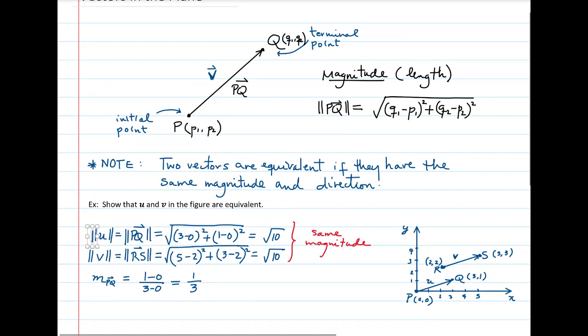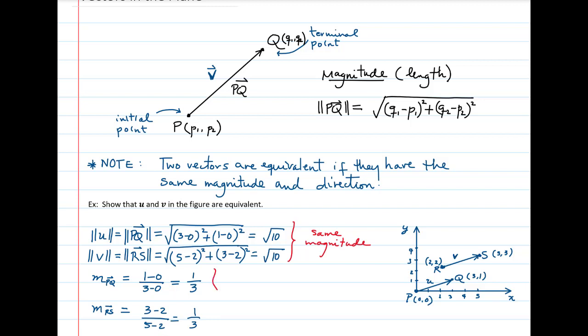So the slope of the line in the direction of PQ is going to be 1/3. The same way, if we find the slope of the line in the direction of RS, we'll find that it's also equal to 1/3. So again they both have the same direction, because if they have the same slope, they're going in the same direction. They're parallel lines, never going to intercept. Then this shows that both vectors u and v are equivalent, since they have the same magnitude and the same direction.